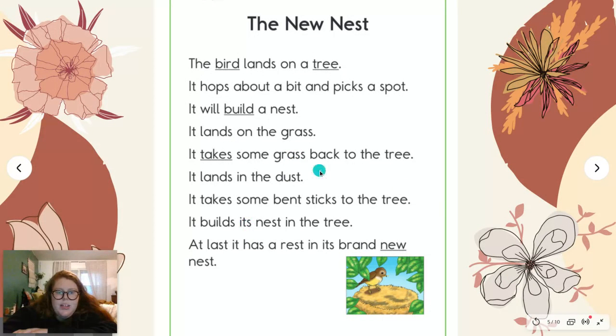Now, do you notice anything else in this? What about beginning blends? Do you see some beginning blends? That T and the R in tree. That's a beginning blend. Good job noticing things as you read.